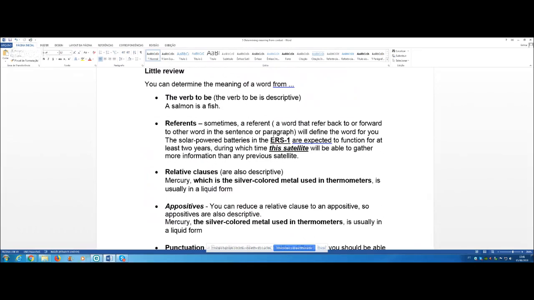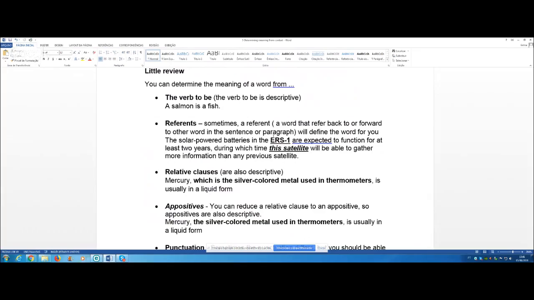We can use reference. References are pronouns that replace the word, like ERS1. When the author refers to ERS1, he says this satellite. So then he's giving the meaning of the word, right? Then we have the relative clauses.